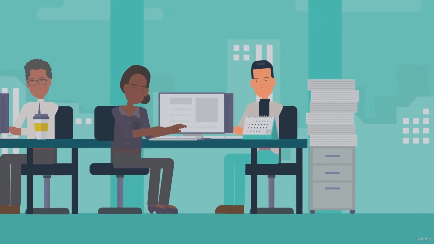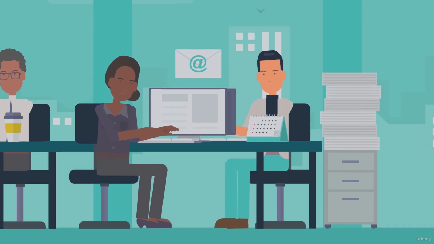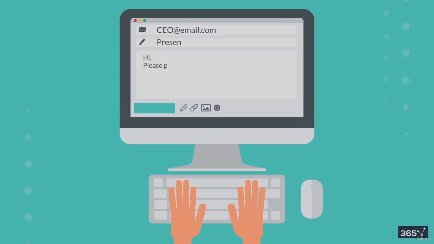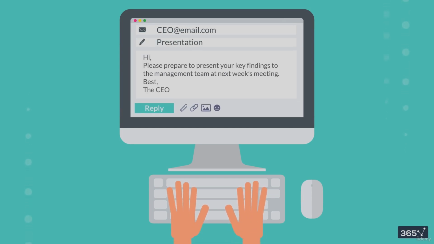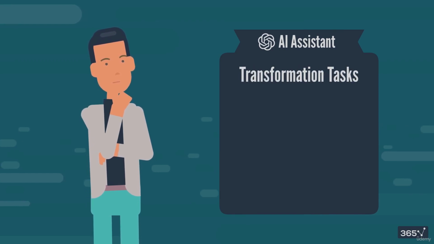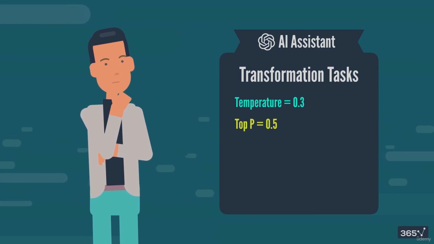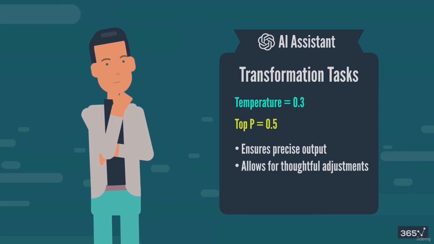After analyzing the data, you've gained valuable insights, and now you've received an email from the CEO. It's time to present your findings to all the managers. To prepare for the presentation, you've decided to use AI again to help you summarize the information, which you'll transform into a report. In these cases, you want the AI to remain accurate, while being flexible enough to make content more readable. Here, a temperature of 0.3 and a top P of 0.5 strikes the right balance. It ensures the output is precise while still allowing the AI to make thoughtful adjustments.